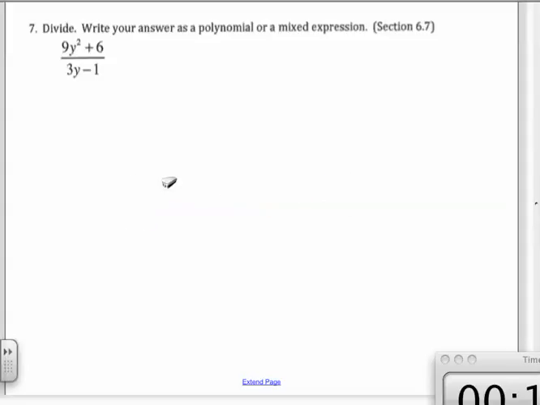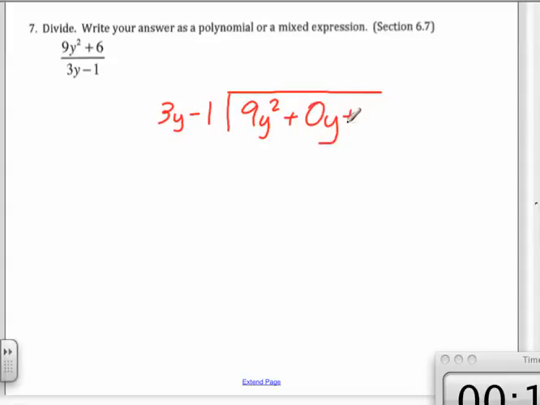Okay? It's going to be 3y minus 1 into 9y squared plus 0y plus 6. Remember, we have to have that placeholder there. Okay? Right. These things need the variables to go in descending order of their power. And if we don't have one to the first, we have to write it in there.